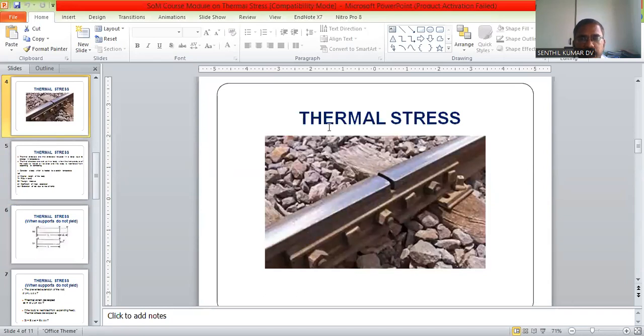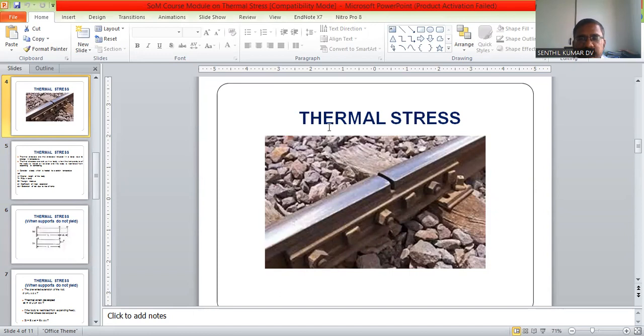So we are into the main topic now. Let us start with an application part. We could have seen railway tracks with some gap between the rails. What could be the reason for the gap? During hot times, there will be some expansion in the material of the railway track. So if there is some gap in between the rails, the rails will be free to expand, so that there will not be any stress developed in the track.